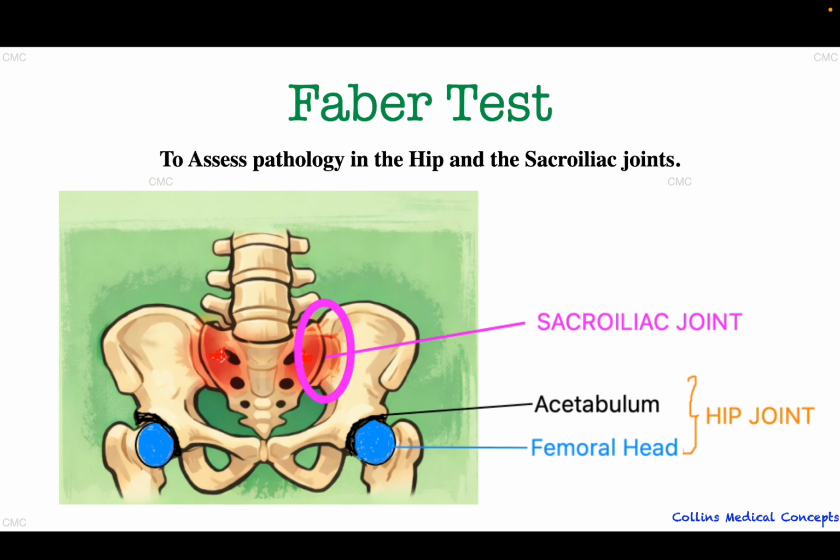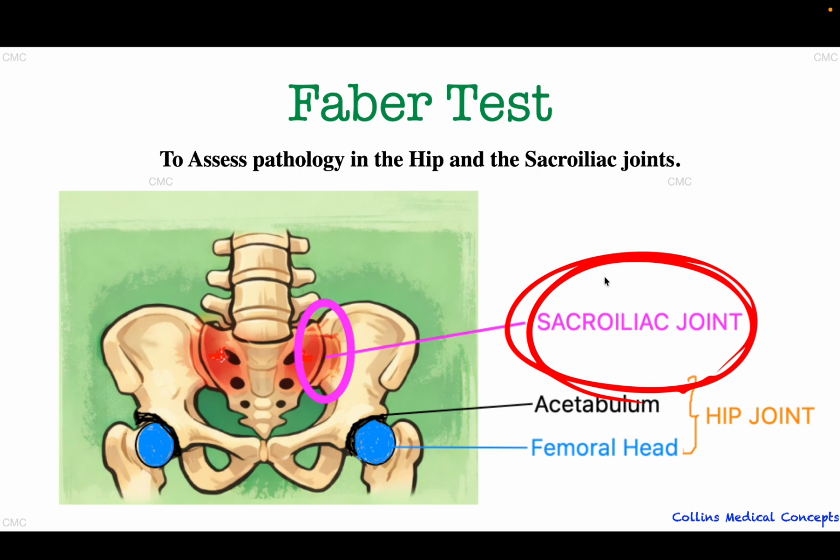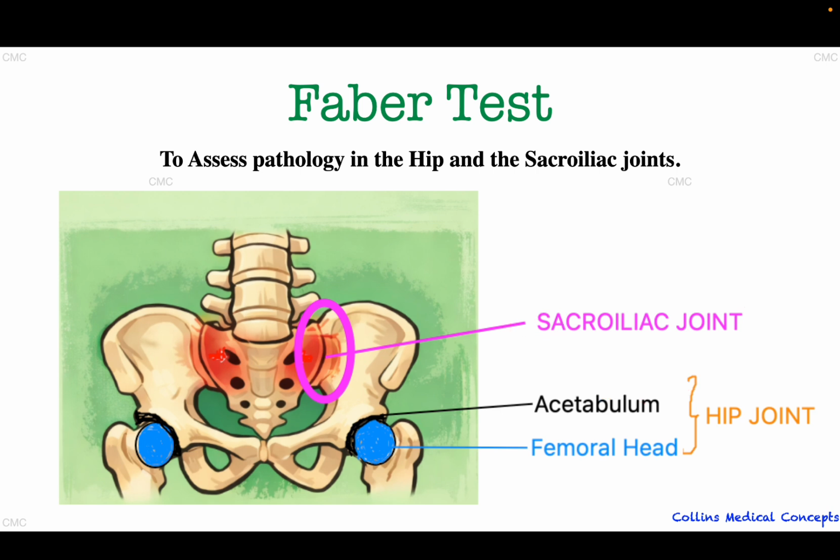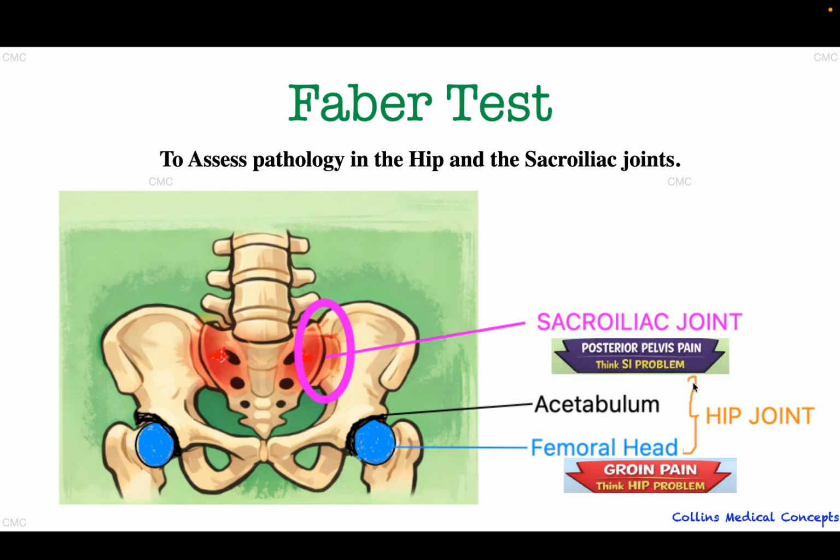Depending on where the patient feels the pain upon eliciting the maneuver, we will be able to distinguish if the culprit is the hip joint or the sacroiliac joint. If the pain as a result of the test is felt in the groin region, we will think of a hip pathology. If the pain is felt in the posterior pelvis, then we will think of a sacroiliac pathology. So essentially, the location of the pain will tell us where the problem is.